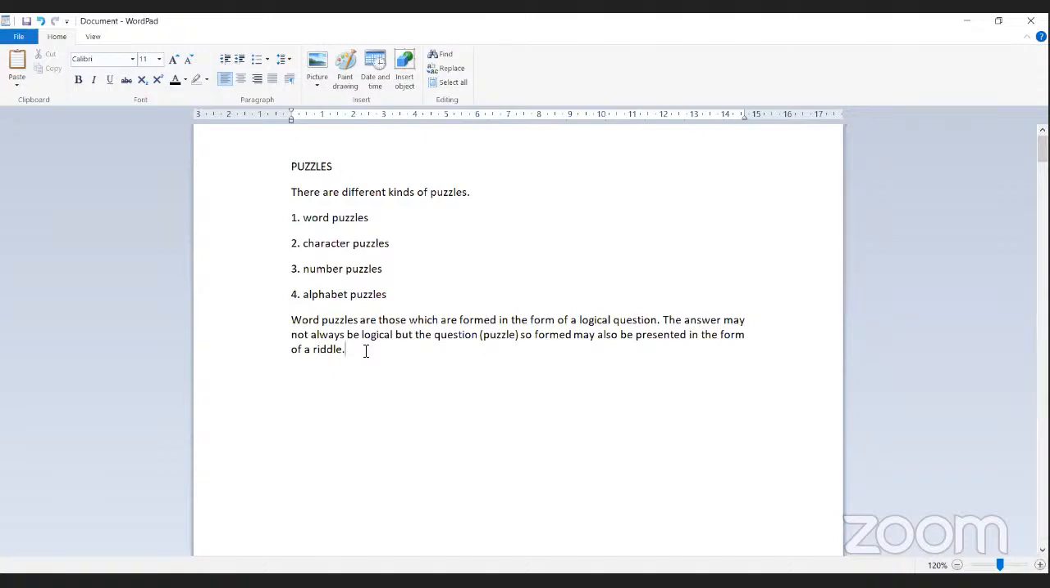Usually a scenario is given and you have to find a solution to it, or the solution is already found and you have to tell how it has been found. Things like this. These are the normal puzzles. Next is character puzzles. Character puzzles, number puzzles, alphabet puzzles are very closely related. I'll give you an example.